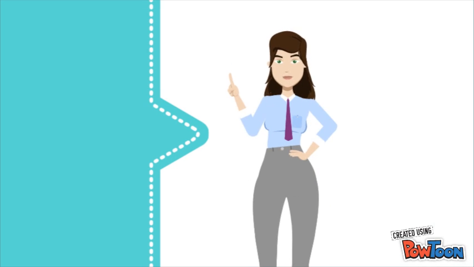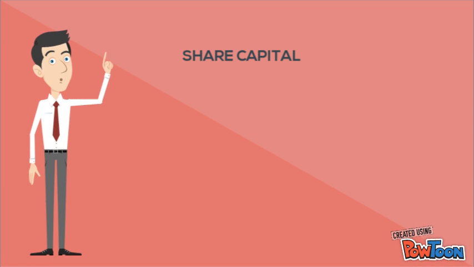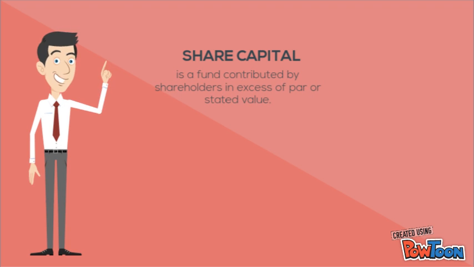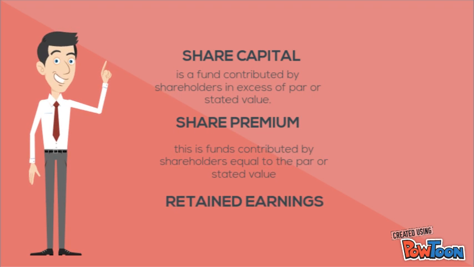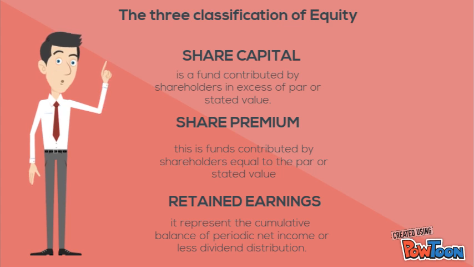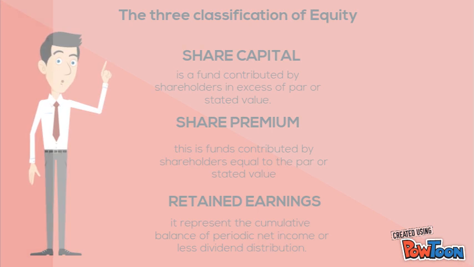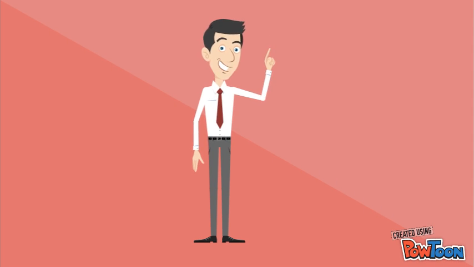First, the sub-classification is share capital. This is funds contributed by the shareholders equal to the par or stated value. The second is share premium, which is the funds contributed by the shareholders in excess of par or stated value. And lastly, the retained earnings. It represents the cumulative balance of periodic net income or loss and other capital adjustments.